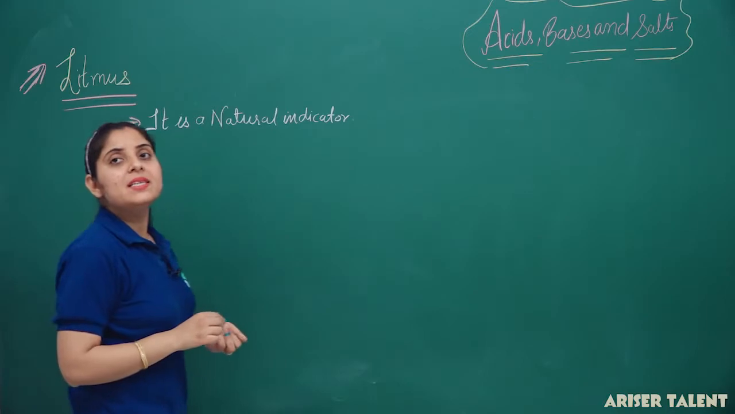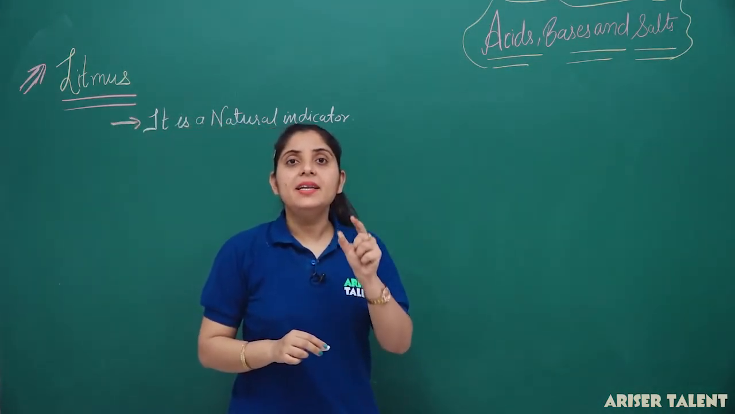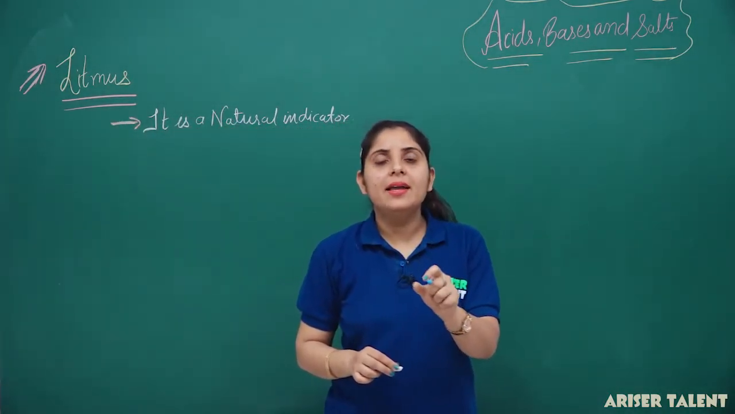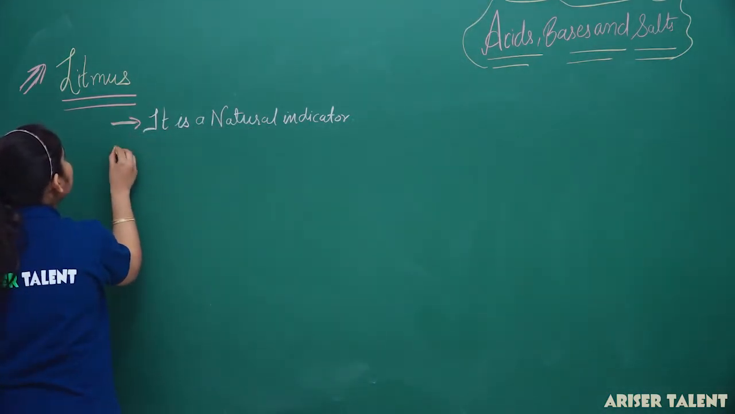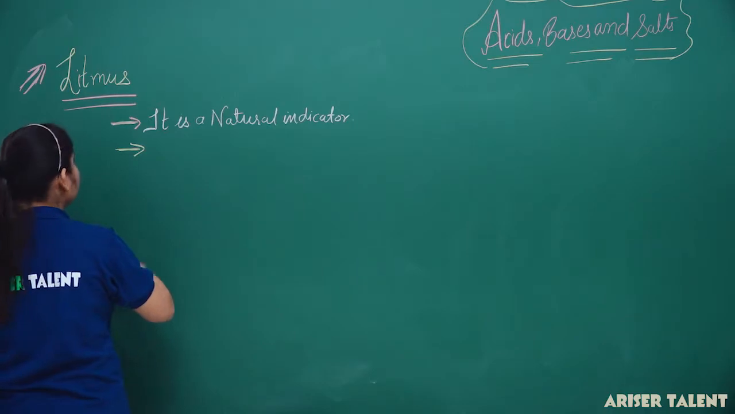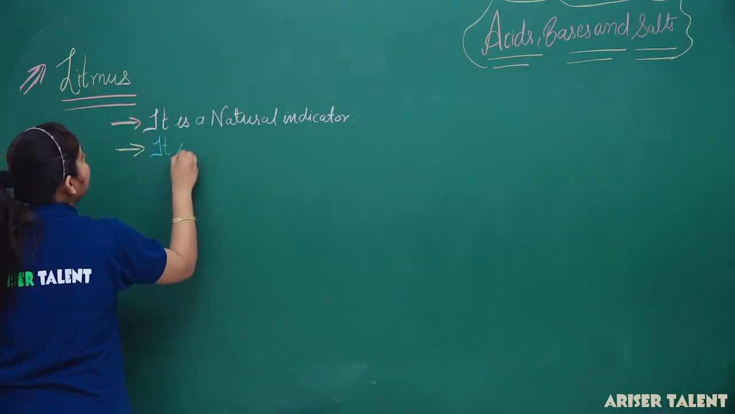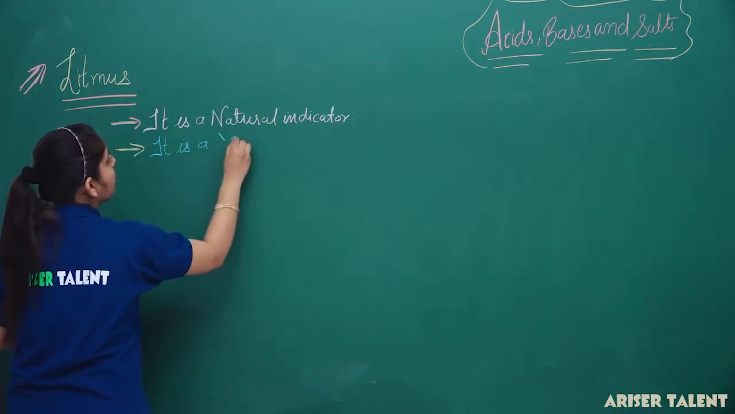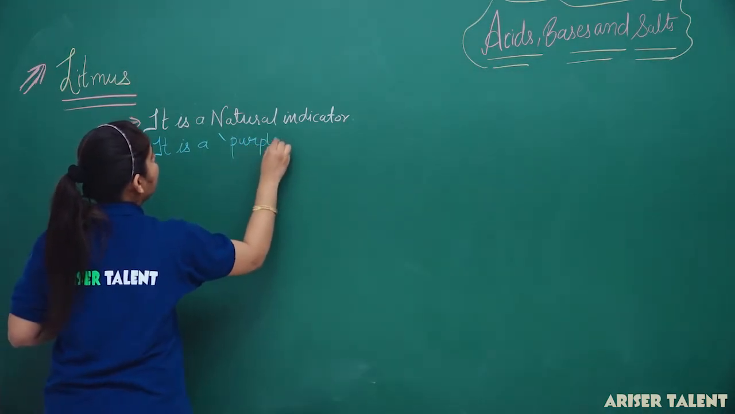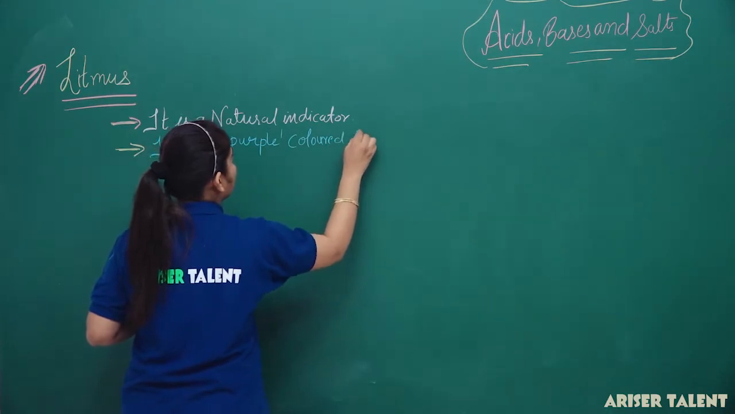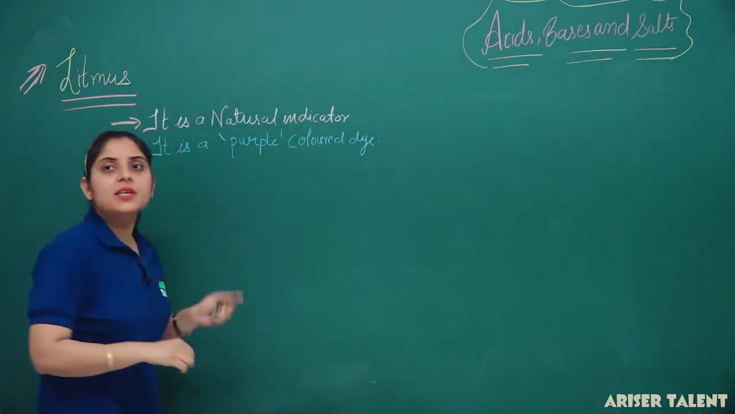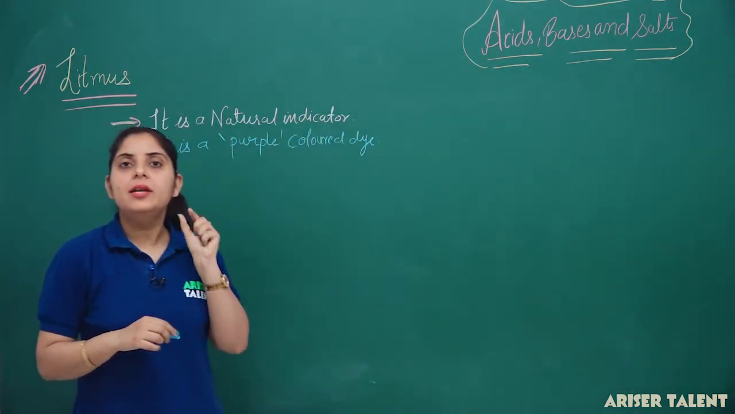Now what will be the second thing about litmus? It is a purple colored dye in a neutral solution. So what is its second point? It is a purple colored dye. So this will be the second point regarding litmus.